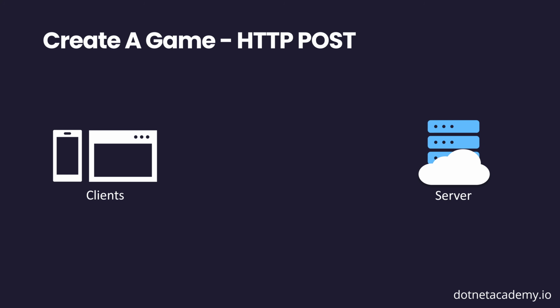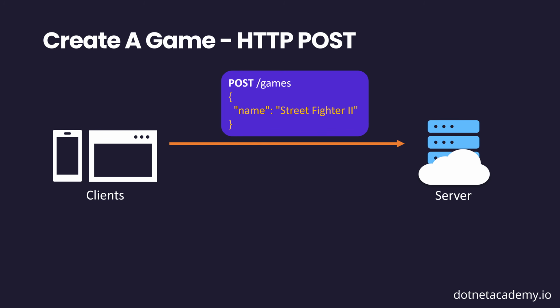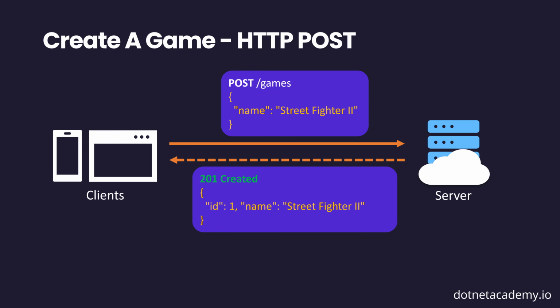To create a game, the client can send a POST request once again using the games resource URI, but this time it needs to specify the desired resource state in the body of the request, which in this example only includes the name of the game, but could include many other properties. The server will usually reply with a 201 Created status code, and if the resource identifier was not specified as part of the request body, the response will usually include it.